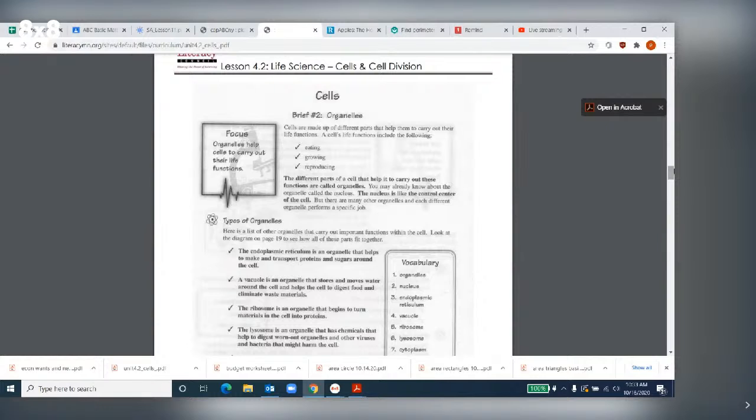So here's the list of other organelles that carry out important functions. The endoplasmic reticulum is an organelle that helps to make and transport proteins and sugars around the cell. The vacuole is an organelle that stores and moves water around the cell and helps the cell to digest food and eliminate waste materials. The ribosome is an organelle that begins to turn material into cell proteins. The lysosome is an organelle that has chemicals that help digest worn out organelles and viruses and bacteria that might harm the cell.